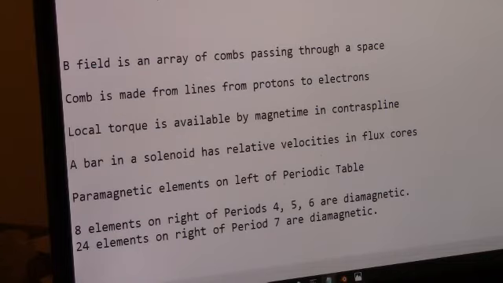And the electron is quite linear. As I explained before, it adds up the 2 space dimensions to sum the time dimension going the other way. I showed you the paramagnetic elements on the periodic table, and how 8 elements on the right side of periods 4, 5, and 6 are all diamagnetic. Only 8 elements on the right. And then in period 7 of the periodic table, they're all diamagnetic for the right 24. So I explained the 2 things.